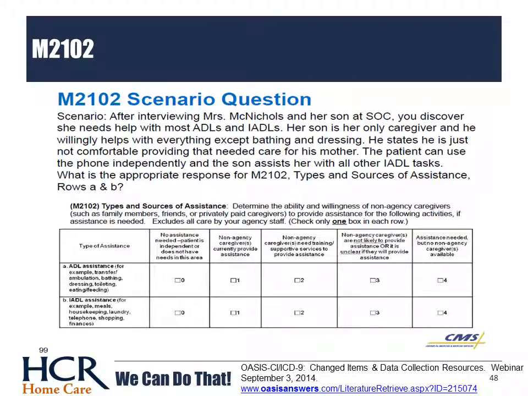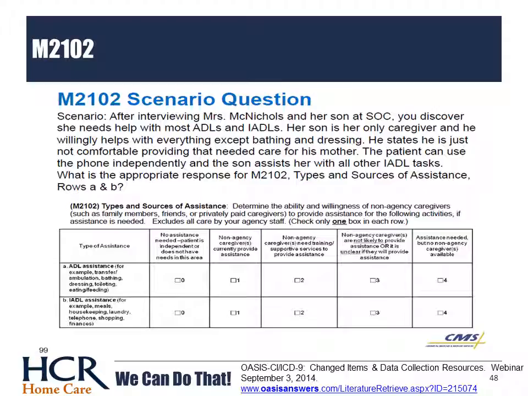Okay, so let's work through a case example. After interviewing Mrs. McNichols and her son at Start of Care, you discover she needs help with most ADLs and IADLs. Her son is her only caregiver, and he willingly helps with everything except bathing and dressing. He states he's just not comfortable providing that needed care for his mother. The patient uses the phone independently, and the son assists her with all other IADL tasks. What is the appropriate response for M2102, types and sources of assistance, rows A and B?